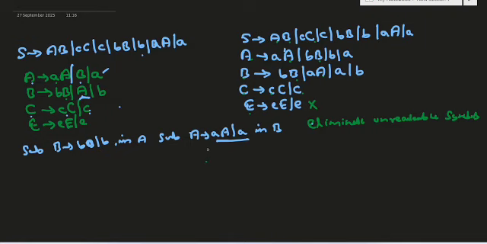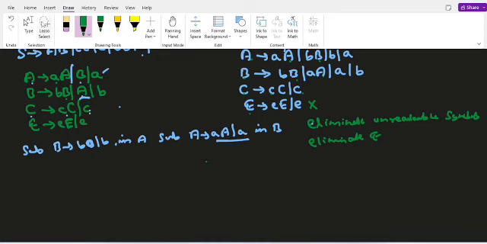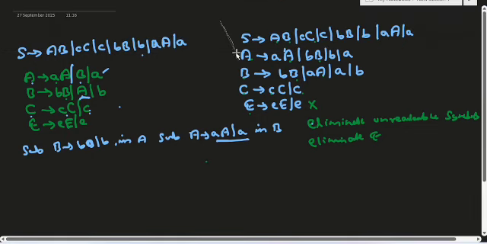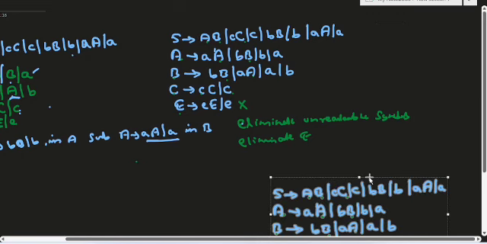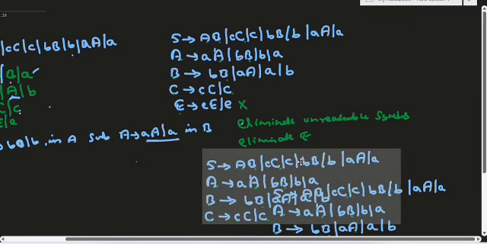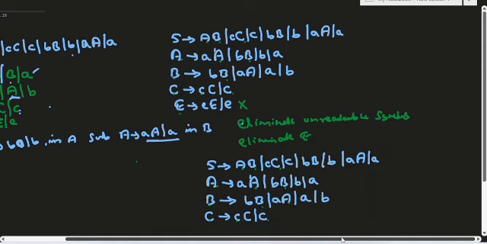So we will rewrite the original productions here. Eliminate E. When you eliminate E, what will happen? All these remaining productions will be taking place. So the remaining productions are this one. Except E, all these remaining productions should be included. Okay, so I have included all these remaining productions.